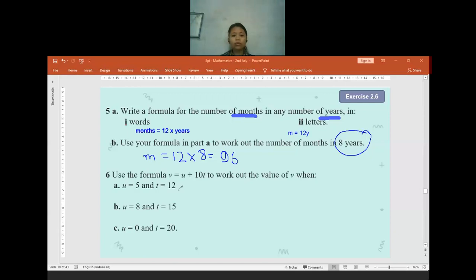Okay, thank you. So we just need to replace the value of U and also T. So later we will write it as V is equal to the U, we can replace it with 5 plus 10 times 12. Which one do we have to do first, the addition or the multiplication? We do the multiplication first, right? That's why the answer will be V is equal to 5 plus 120, which is equal to 125.